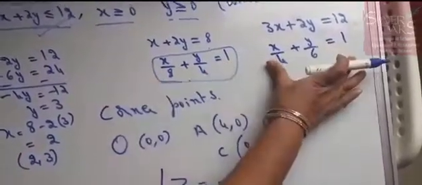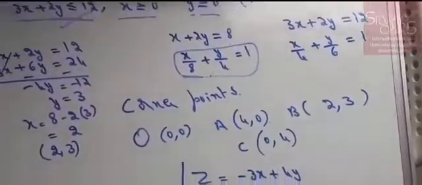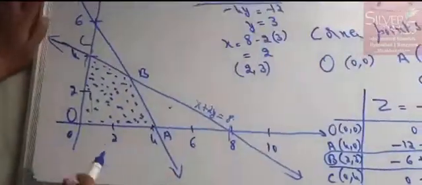Now how do you draw the graph of these two equations? Now suppose this is the first quadrant.